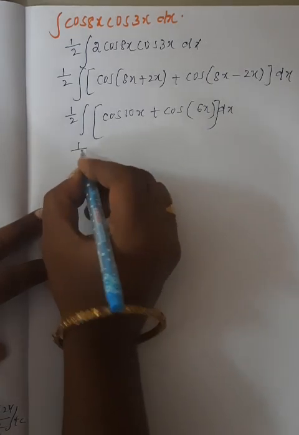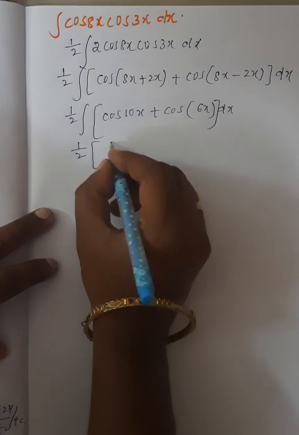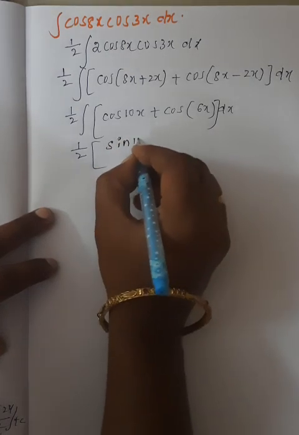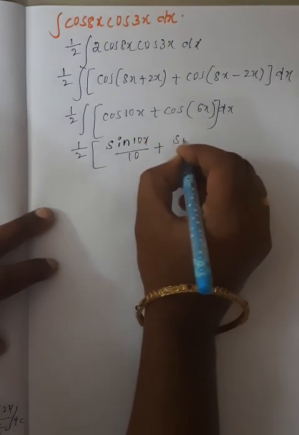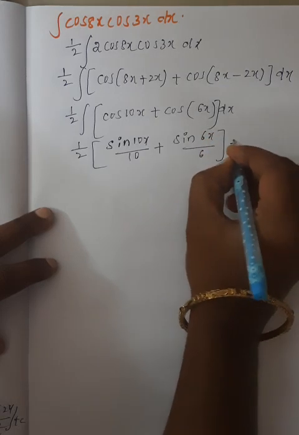Now we have to integrate. Integration of cos 10x is sin 10x by 10, because integration of cos x is sin x. So sin 10x by 10 plus sin 6x by 6 plus c.